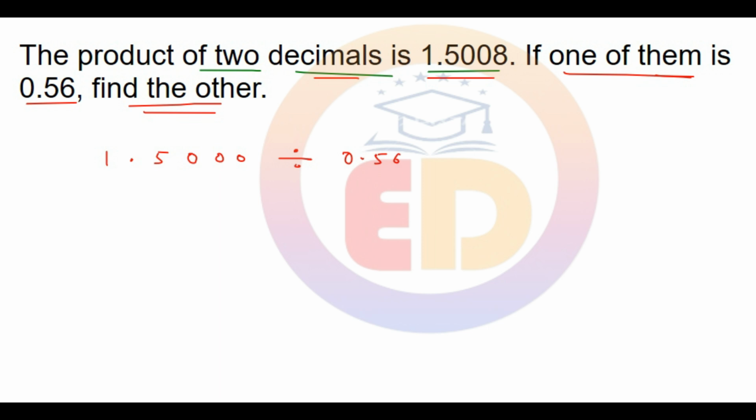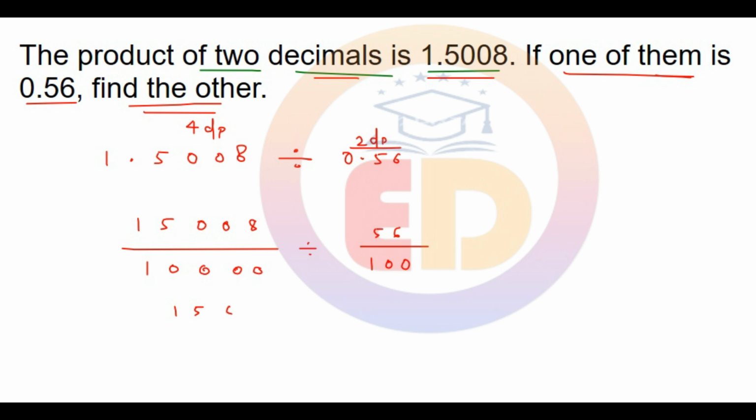Now 1.5008 is 15008. Here there are 4 decimal places. So in the denominator, after 1, add 4 zeros, which will be 10,000, divided by 0.56, which has 2 decimal places. So remove the decimal point, it will be 56. And in the denominator, after 1, write 2 zeros. Now let's go by the normal process. This is 15,008 upon 10,000.